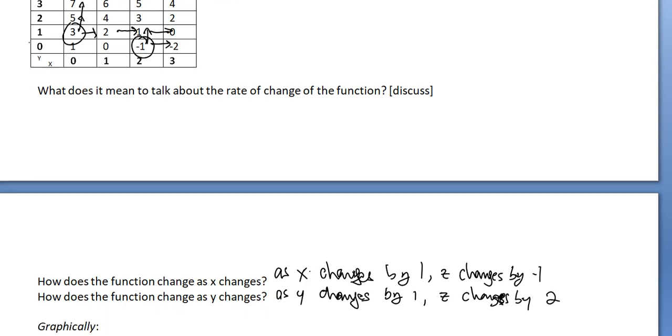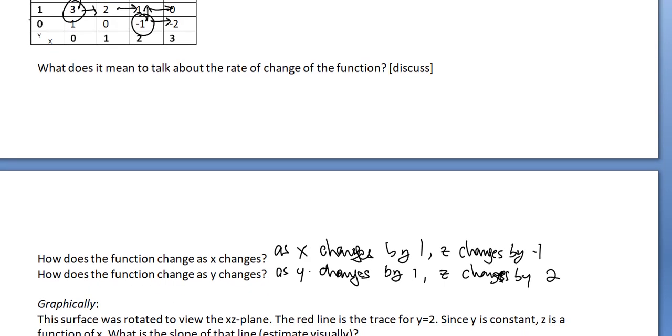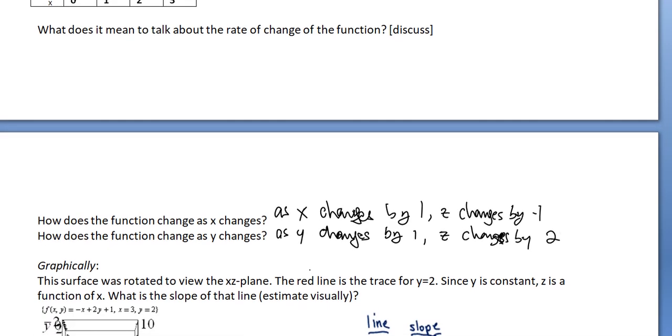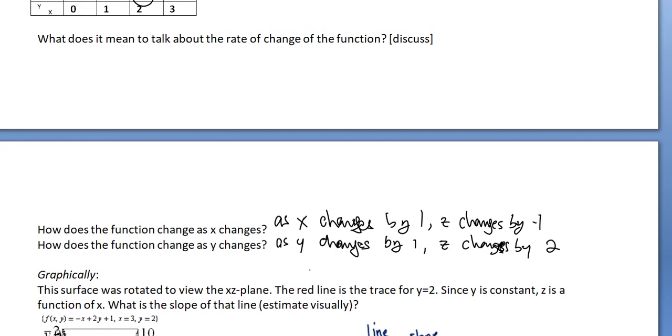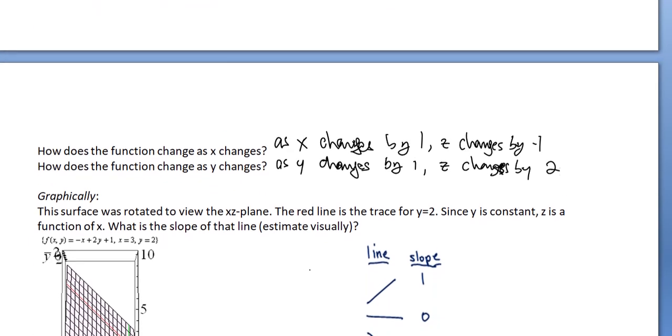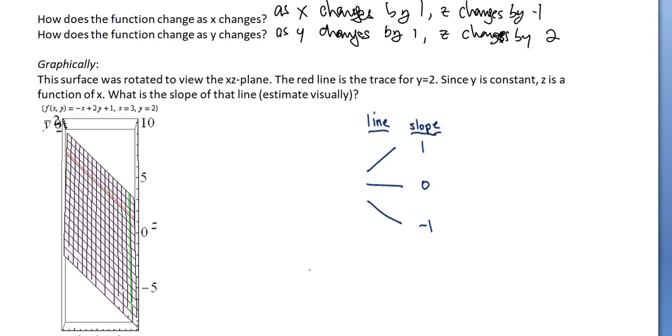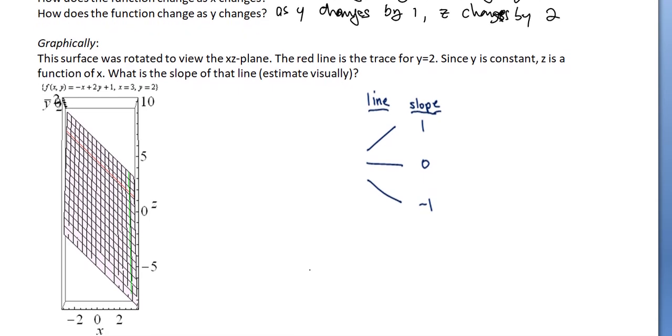Now let's look at a graphical representation. So we've got a plane, but this plane is tilted in space. So how are we going to talk about these rates? So here's a nice way to do it. So we're going to take this surface, which is a plane, and we're going to rotate it. We're going to rotate it so that we're only seeing it from the XZ perspective.